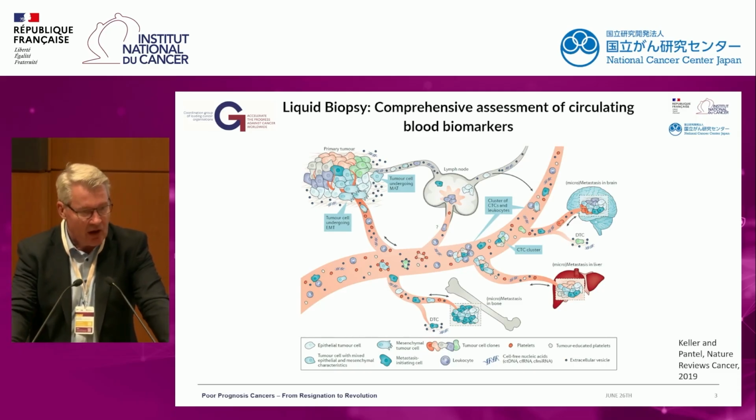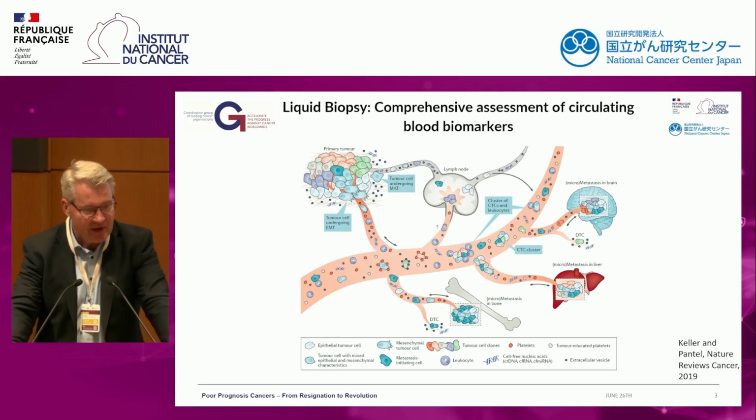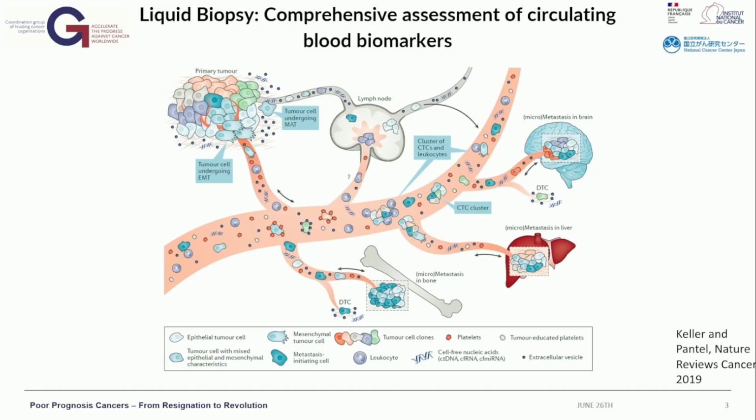So what are the origins of the tumor cell products and tumor cells in the blood? In the primary setting, I think the primary tumor is the key source, but also when you have a more advanced disease, the lymph node metastasis will contribute, and in advanced disease, of course, the distant metastases are the sources of tumor cell products in the blood.